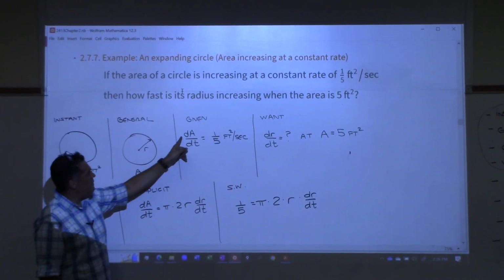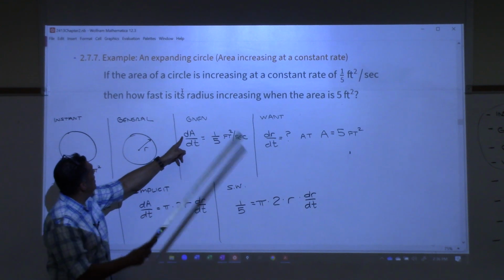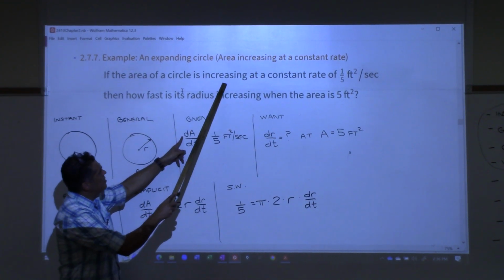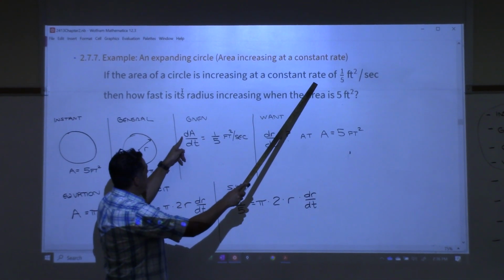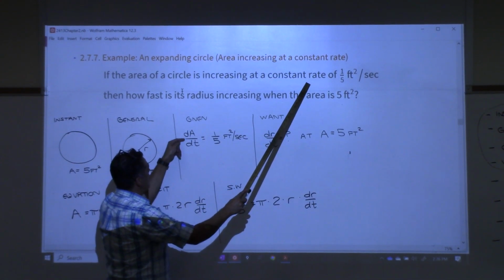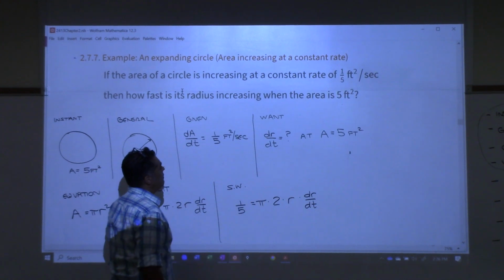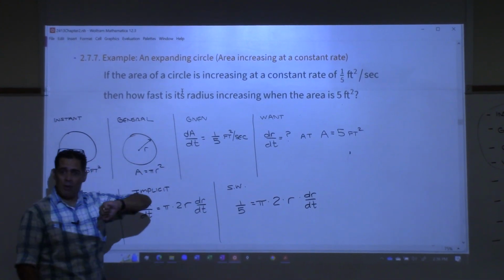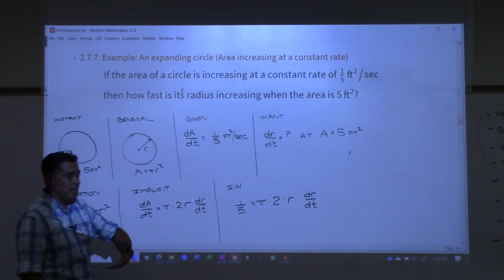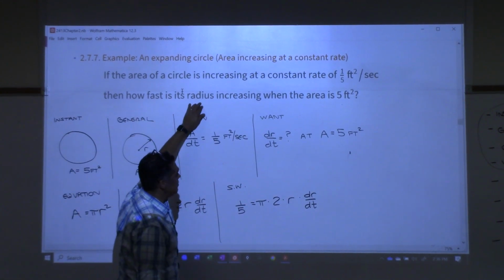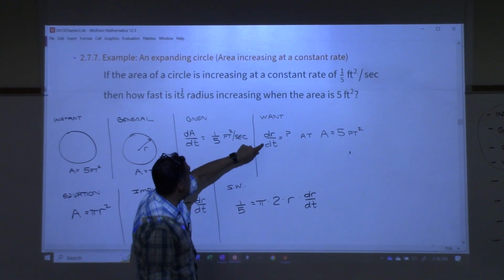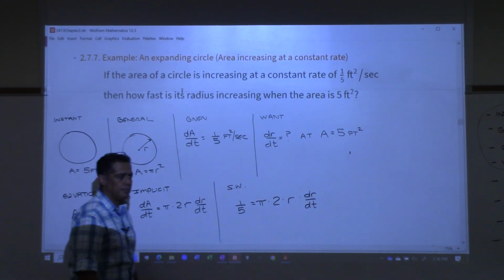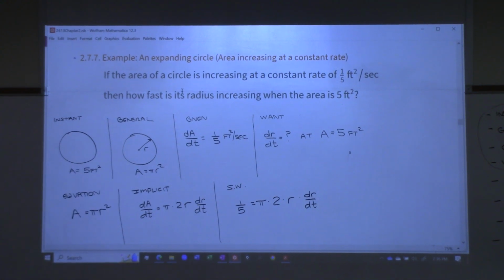Now I'm told how fast the area is changing with respect to time. How do I know that? If the area of the circle is increasing at a constant rate, rate is a derivative, so this is the derivative of the area with respect to time, is 1/5 square feet per second, that's given. Then how fast? I want to know the derivative, it's a speed, right? The speed of what? The radius. The speed of the radius with respect to time is what I want, at exactly the moment that the area is 5. Everyone understand all that written out?